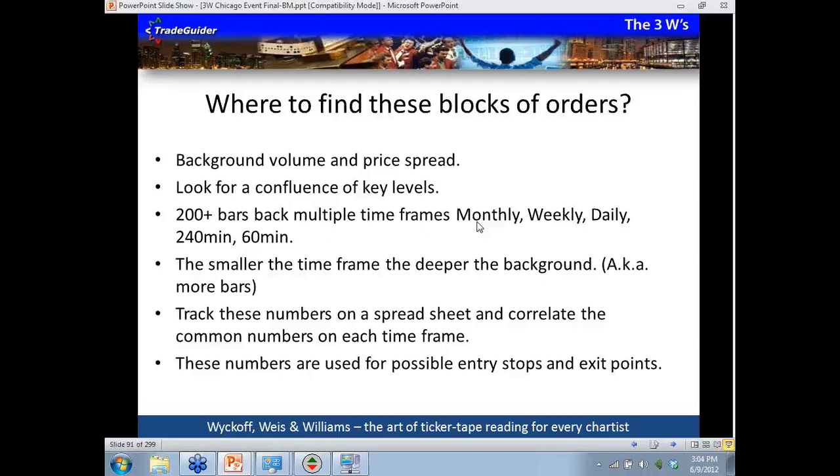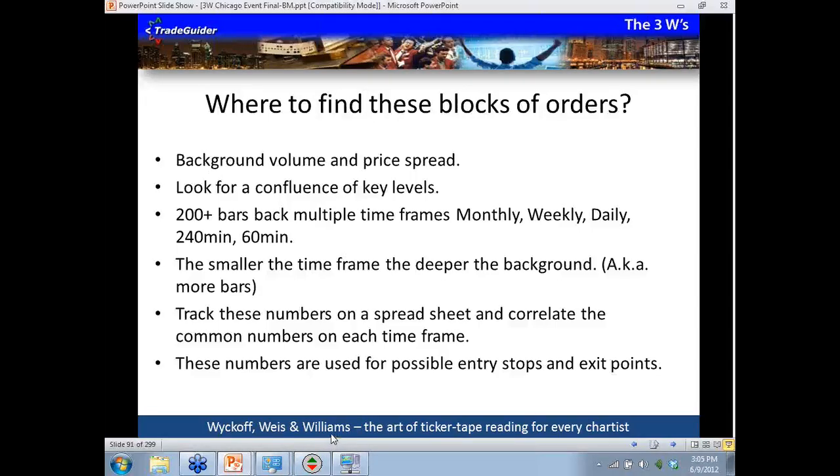60 minutes real crucial for the intraday if you're intraday trading. But always pay attention to what the institutions are going to be doing off those weekly, daily, and monthly levels. They're going to come in and start slamming things specifically in those levels. The smaller time frames, the deeper the background, aka more bars. Of course, with the 60-minute, you're going to have to look a little deeper back because, 60-minute bars.